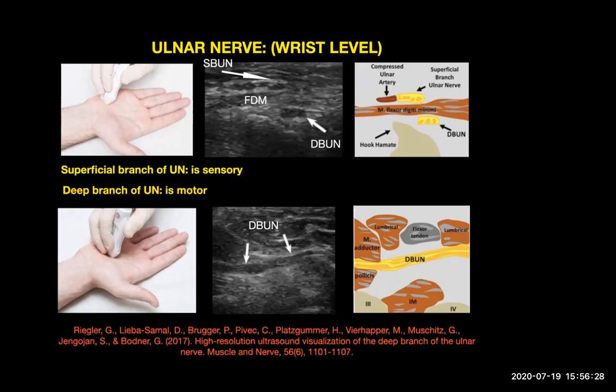So if you have some difficulty in trying to differentiate motor and sensory, all you have to do is go a little forward, look for the hook of the hamate, and then once you see it, the muscle right on top of that is your flexor digiti minimi, and then the nerve on top of that is your sensory branch. The nerve that is below that is your deep branch of the ulnar nerve. So very easy to scan.